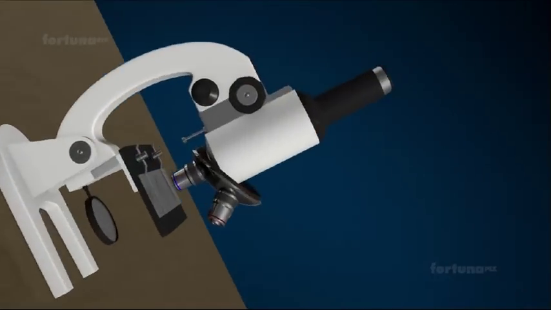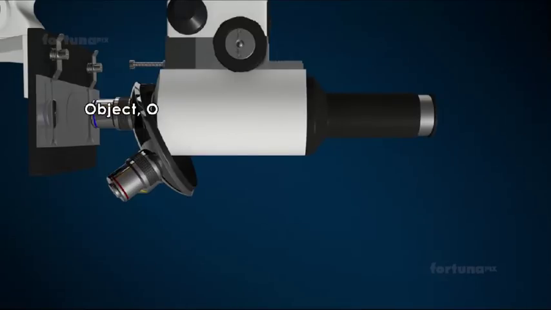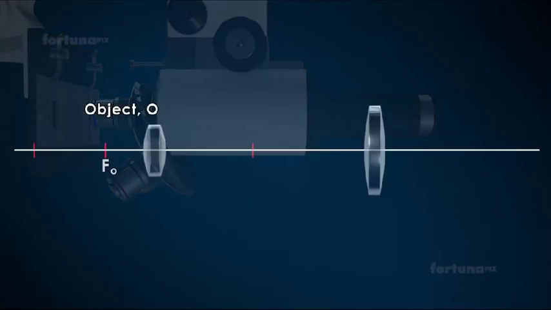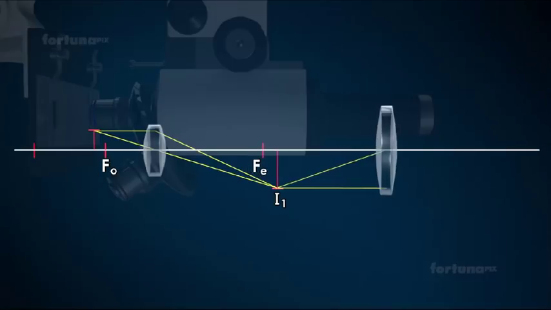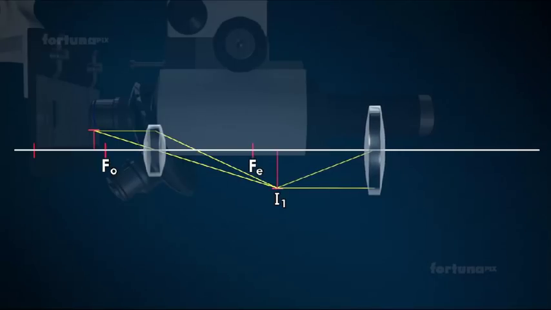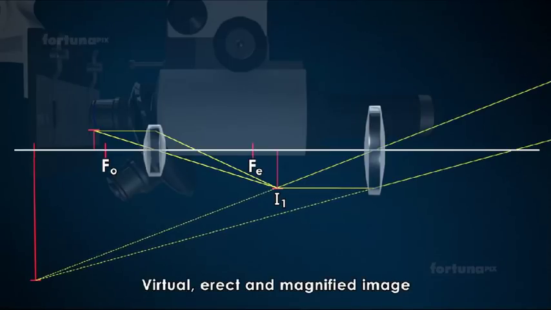Working of the compound microscope. The object O is placed just outside FO, the focus of the objective lens. A real, inverted, and magnified image, I1, is formed. The magnified image, I1, acts as an object for the eye lens. The eyepiece is adjusted such that the image, I1, lies within the focus of the eyepiece, FE. The eyepiece functions as a magnifying glass and forms a virtual, erect, and magnified image, I2, of the object.